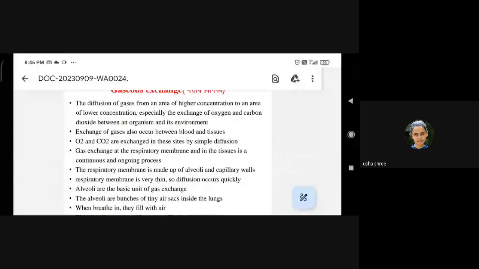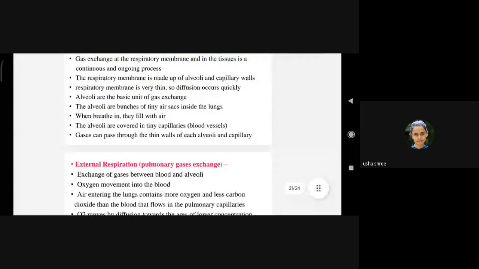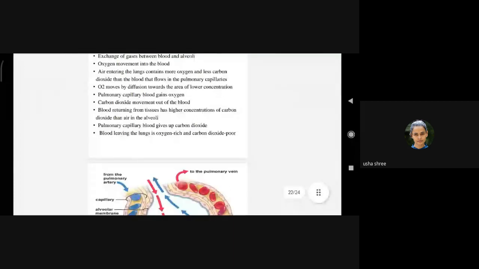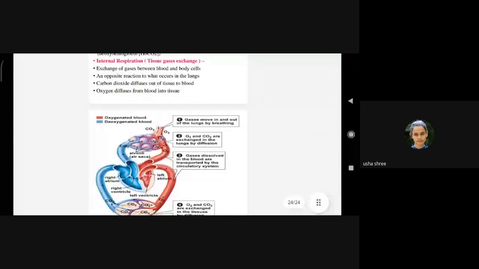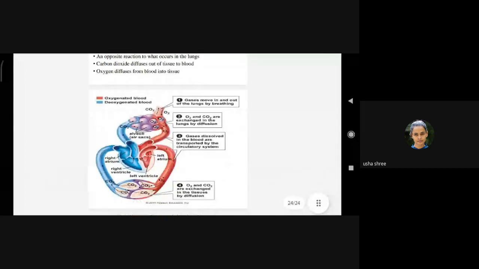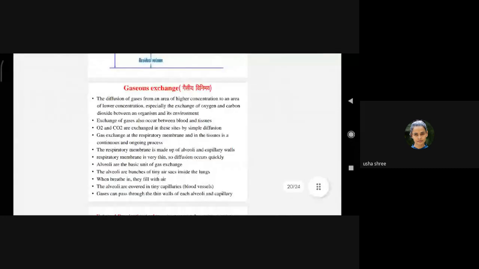Okay. Now, gaseous exchange. How does gaseous exchange take place? Is it okay for today, or should we do the rest of the part next day, or should we complete it? Ma'am, we'll revise. I think this is good. Okay, no problem. We will continue next day. So, today some question answer session.